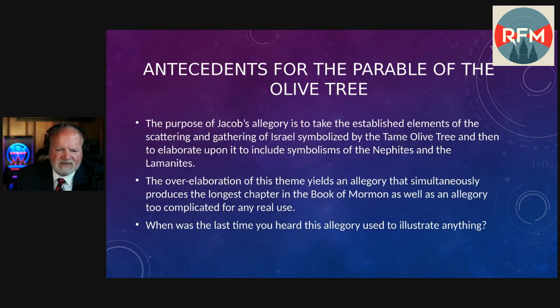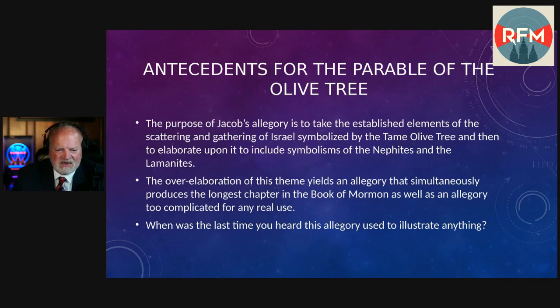The purpose of Jacob's allegory is to take the established elements of the scattering and gathering of Israel, symbolized by the tame olive tree, and then to elaborate upon it to include symbolisms of the Nephites and the Lamanites. He's taking these other allegories and assembling them, but the other allegories just talk about the scattering and gathering of Israel. Of course, they don't have anything about the Lamanites and the Nephites in the biblical parables because they knew nothing of the Lamanites and the Nephites or of the Book of Mormon.